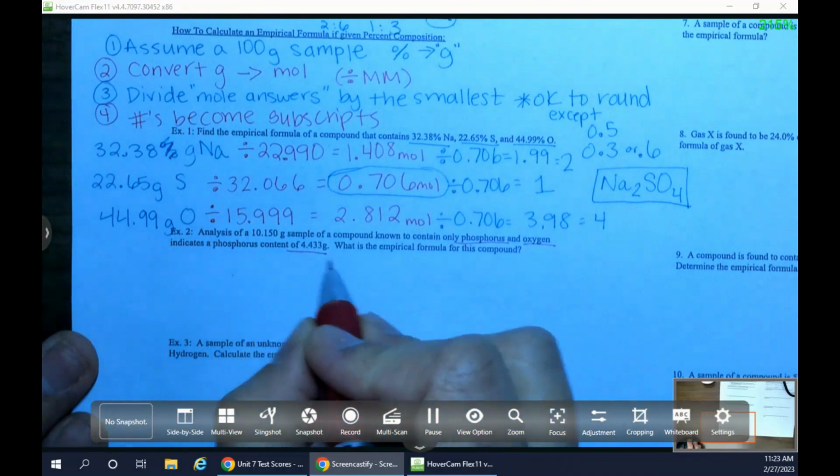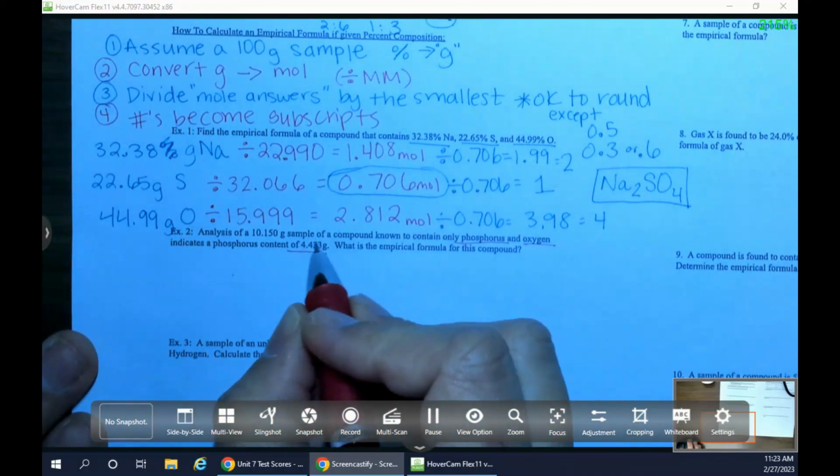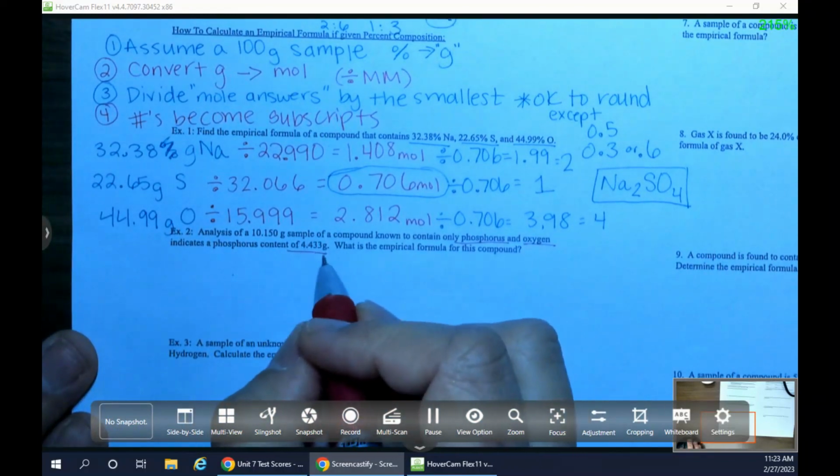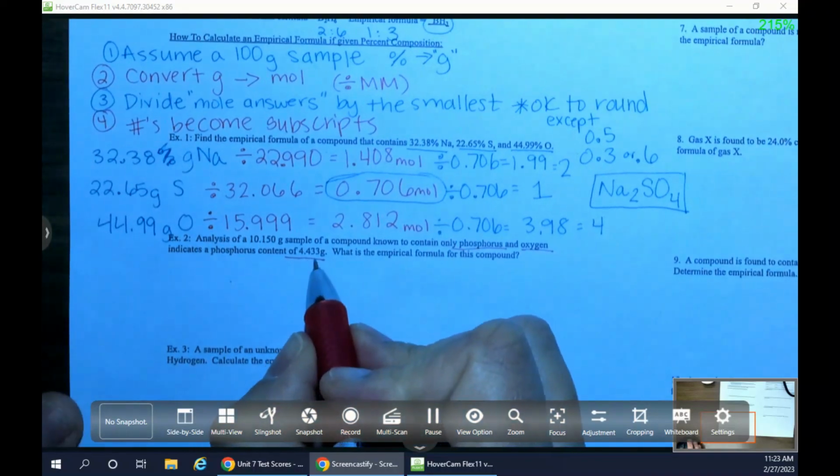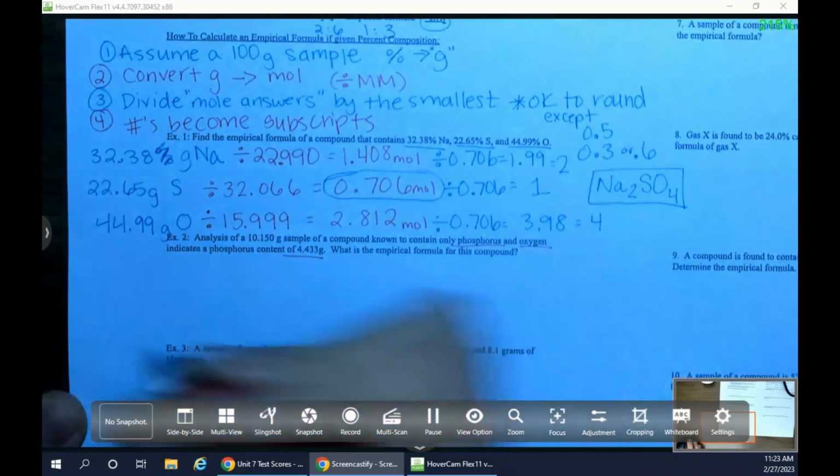So question, this 4.433 grams, is there something we can do with that number to get us started on our process? Any ideas? Get a percentage, yeah. Get a percentage, right? So we can say, okay, so there's 4.433 grams of phosphorus.